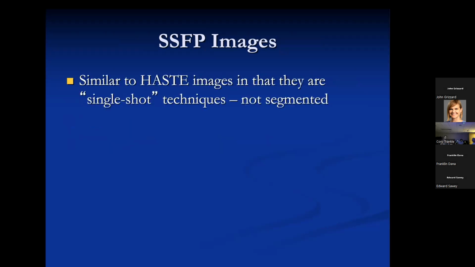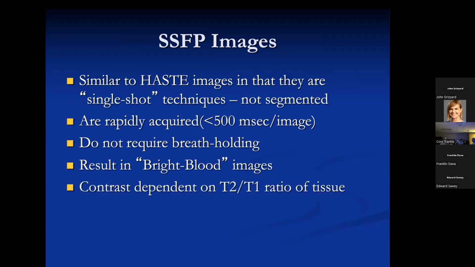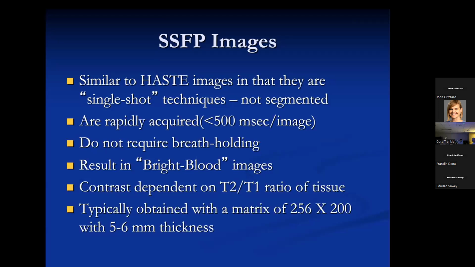They're single shot in this manner. They're single shot images. They're not segmented or built up over multiple cycles, as again, I know Dr. Hundley discussed. They're very rapidly acquired. Again, they don't require breath holding because they're so fast, and they give you bright blood images. With balanced steady state free precession, the contrast is dependent on the T2 to T1 ratio of the tissue. So weirdly, both fat and fluid tend to be bright. If you look at them, you're going to think the images are T2 weighted, and they mostly are. I'll just say it's more of a hybrid, though, than a pure T2.